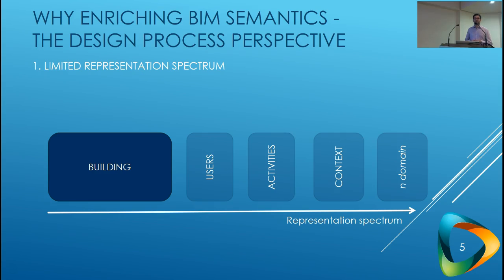At the end of the process, we have the product, but we lose all this other knowledge that was shared and exchanged during the design process by the different actors. And this is actually part of the knowledge that is still going to be necessary to fully understand the design.